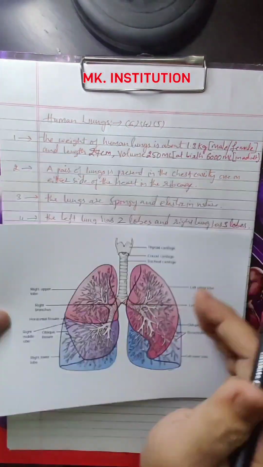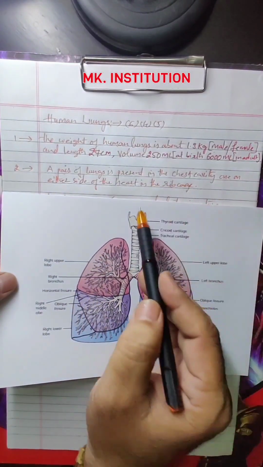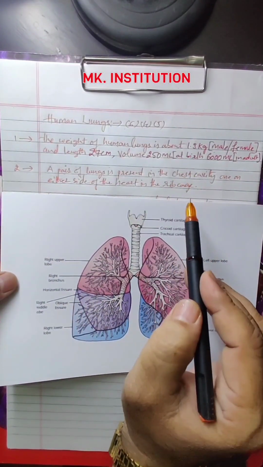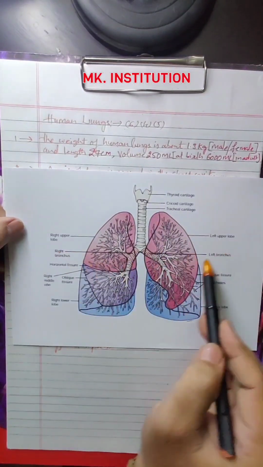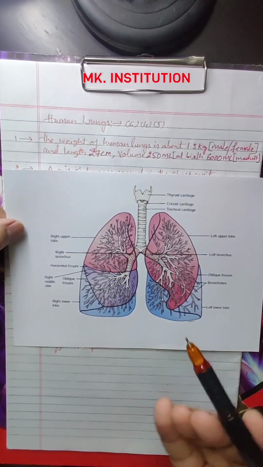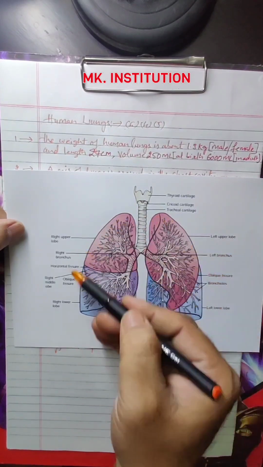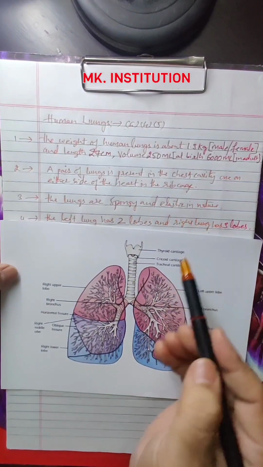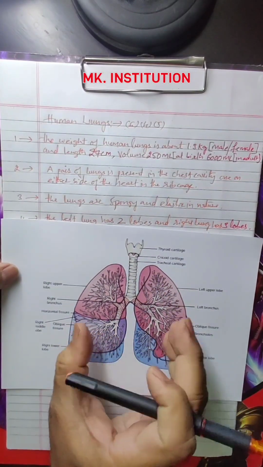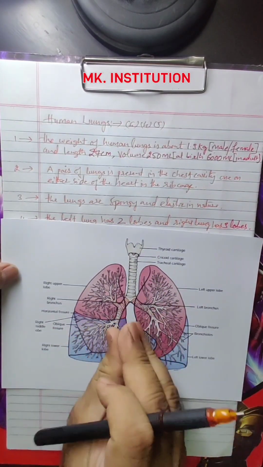Okay, then what we told second, a pair of lungs is present in the chest cavity, otherwise called the thoracic cavity, on either side of the heart, in the rib cage. So here the complete rib cage will be there. Inside the rib cage you can find this pair of lungs, right lung, left lung. Clear? Then lungs are spongy and elastic. Both the lungs are elastic in structure, very spongy completely.